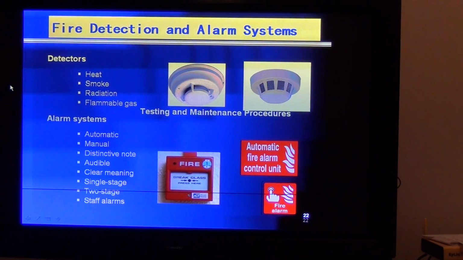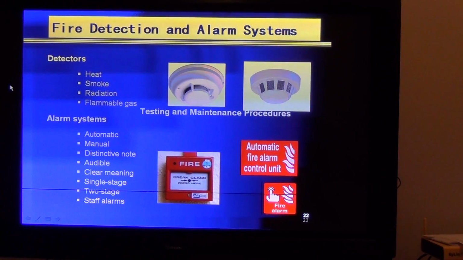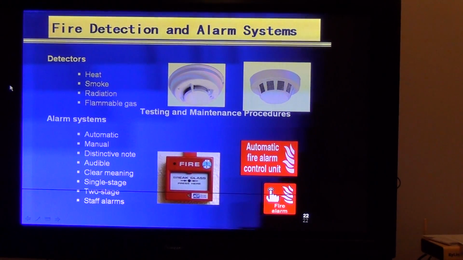So, alarm systems. Same as with the detectors, there are lots of different systems. Here are some examples of alarm systems: automatic, manual, distinctive notes, audible, clear meanings, and single stage, two stage, staff alarms, and so on.